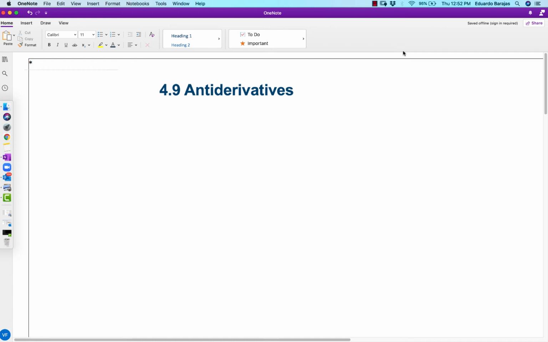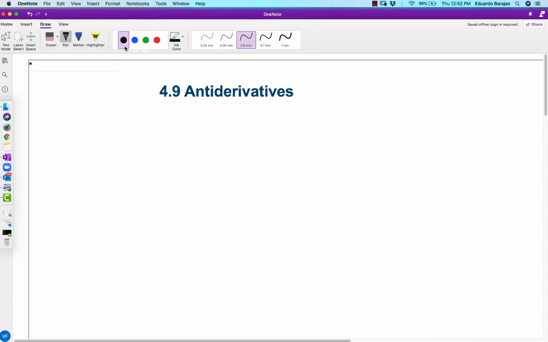Okay, Chapter 4, Section 9, Antiderivatives. What are antiderivatives? Well, let's start by thinking about the following. Way back long ago, we learned addition. Right, so let's say, for example, we have the number 10, and we learned to add values to 10.